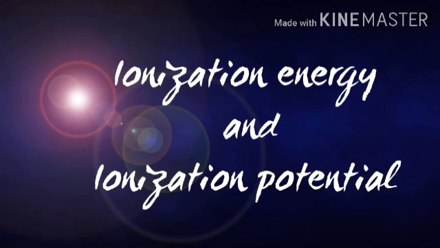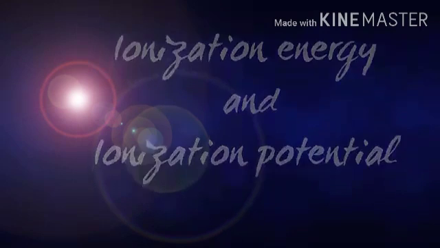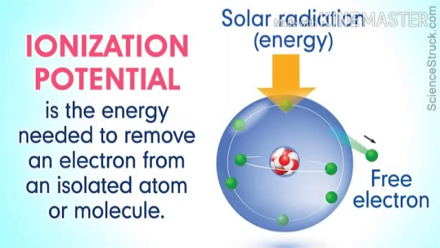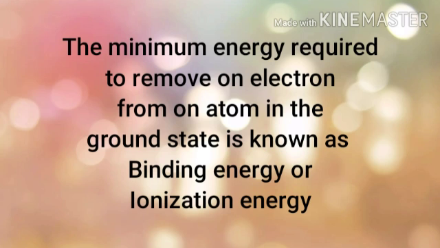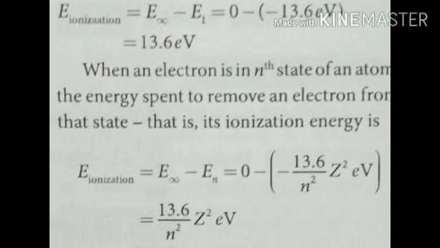Next, ionization energy and ionization potential. Ionization is nothing but a separation of ions. An atom is said to be ionized when an electron is completely removed from the atom. That is, it reaches the state with energy En to infinity. So by the definition we can say the minimum energy required to remove an electron from an atom in the ground state is called the binding energy or ionization energy.